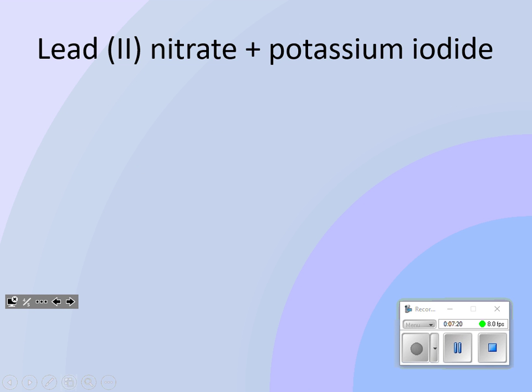For example, lead(II) nitrate plus potassium iodide is a very common double displacement reaction to talk about. One of the reasons why is they're two clearish solutions to begin with, but when the precipitate's created, it's this nice yellow precipitate. It really pops. It's one that we don't do in class, however, because I've tried to eliminate all lead from the chemicals that we use because lead is a pain to try to dispose of.